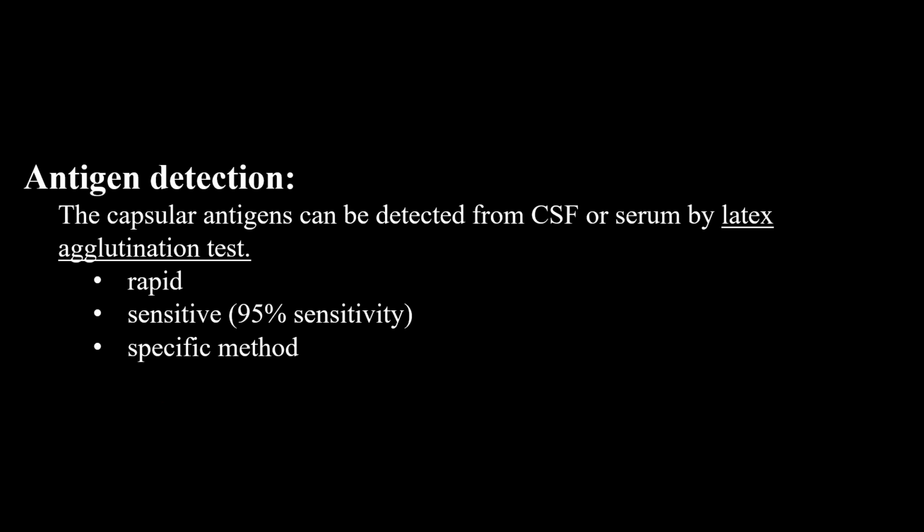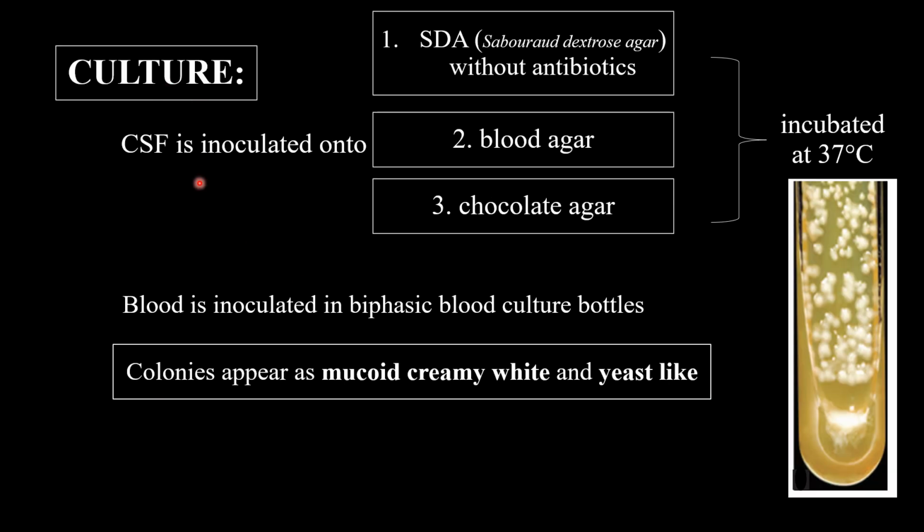To talk about the culture methods, the CSF sample is inoculated into SDA without antibiotics, blood agar, and chocolate agar. And then it will be incubated at 37 degrees Celsius. If the sample is a blood sample, then it is inoculated in biphasic blood culture bottles. In SDA, we see that the colonies appear as mucoid, creamy white, and yeast-like, as you can see in this diagram. As I have told earlier, this mucoid and creamy appearance is due to the presence of capsule on Cryptococcus.